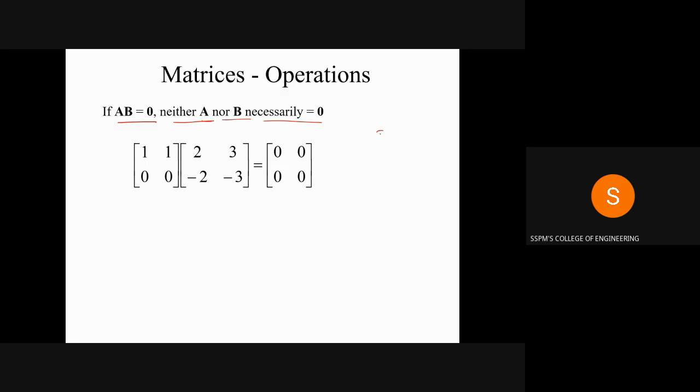Suppose A and B are real numbers, scalars. If AB is equal to 0, then either A is equal to 0 or B is equal to 0. This happens in real numbers. But for matrices, this is a non-zero matrix, and this also is a non-zero matrix, but their product is 0.